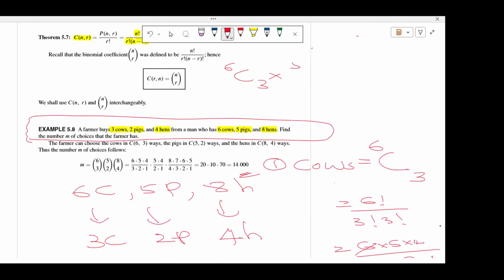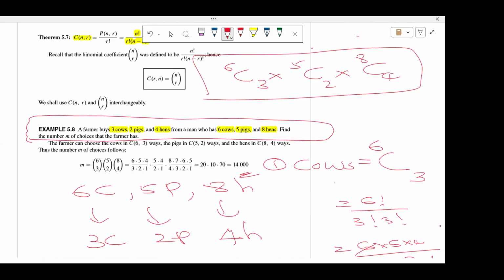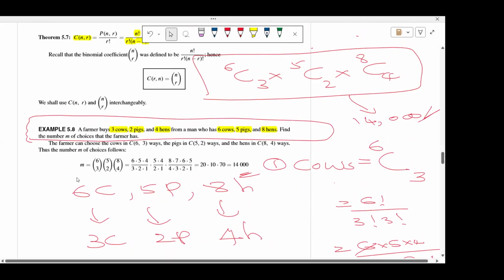6C3 multiplied by 5C2 multiplied by 8C4, right? Even if you find this, you get the answer as 14,000, right? This is how we can find the answer for this type of combination question, right? Hope you can understand this example, right?